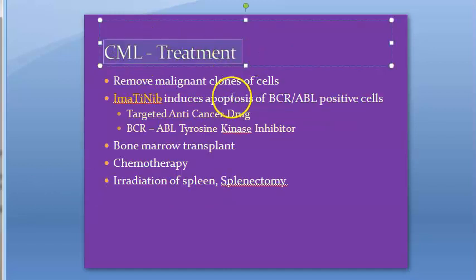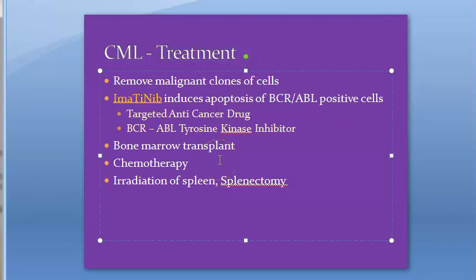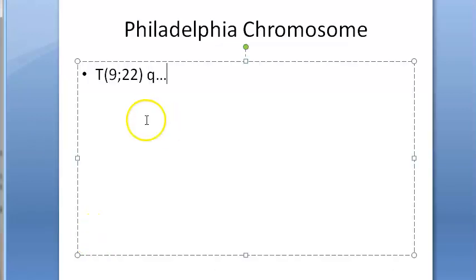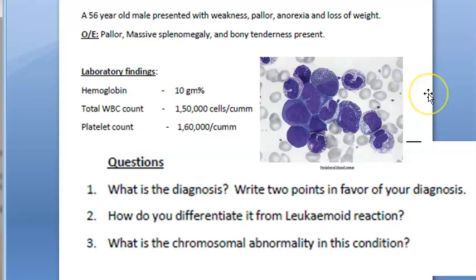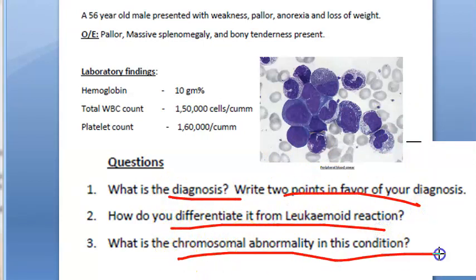Okay. Then CML, what is the treatment? Imatinib. Okay, let's get back to the case study now. They asked us about Philadelphia chromosome. So, how do you differentiate from leukemoid reaction? Everything is over. So, diagnosis CML, 2 points in favor. Differentiate from leukemoid reaction, chromosomal abnormality in this condition, Philadelphia chromosome. We are done with the case study on CML.